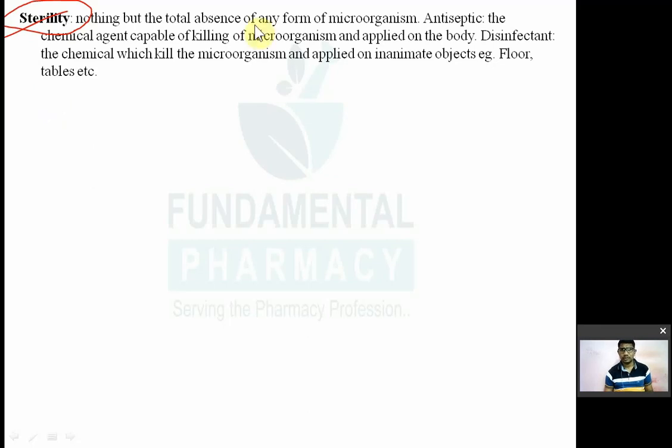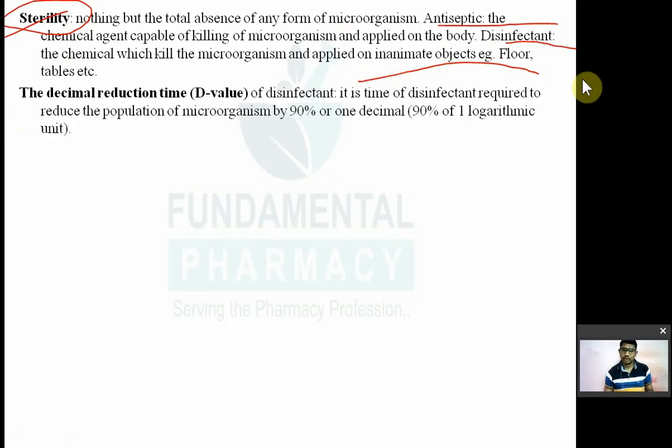Then antiseptic is nothing but a chemical agent able to kill microorganisms when applied on the body, on the skin or mucous membrane. Then disinfectant is a chemical agent that can kill all kinds of organisms, and it is normally applied on inanimate objects like floors, tables, and utensils.